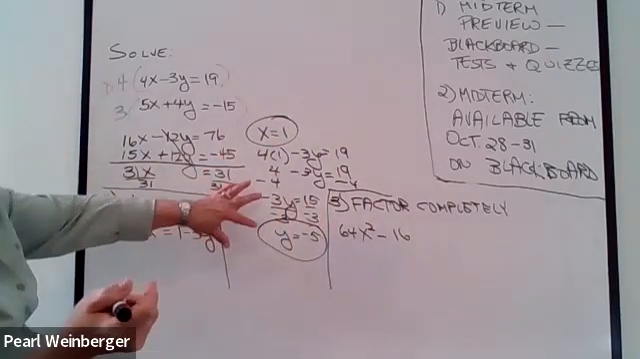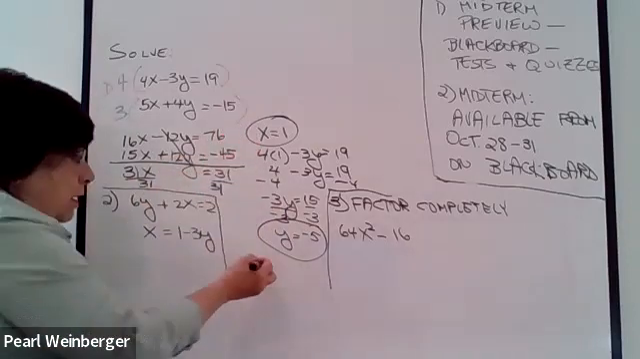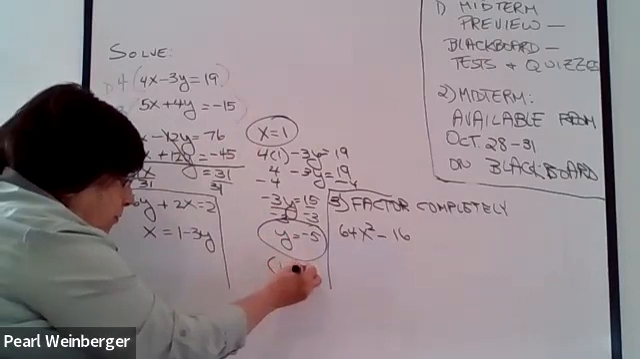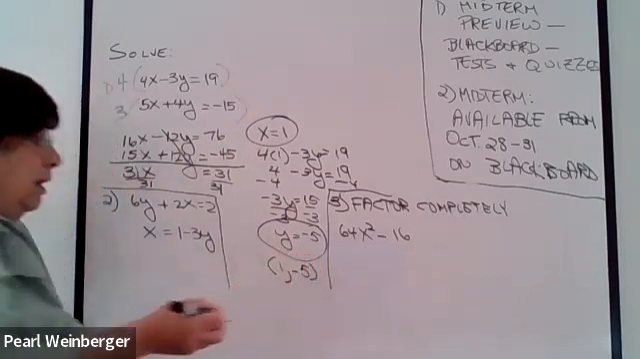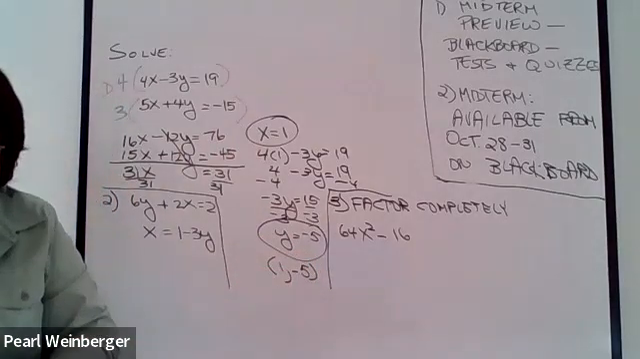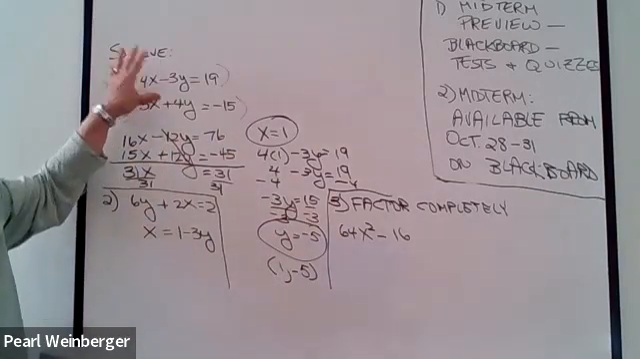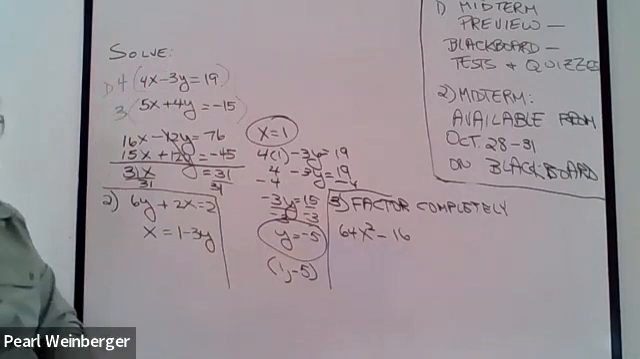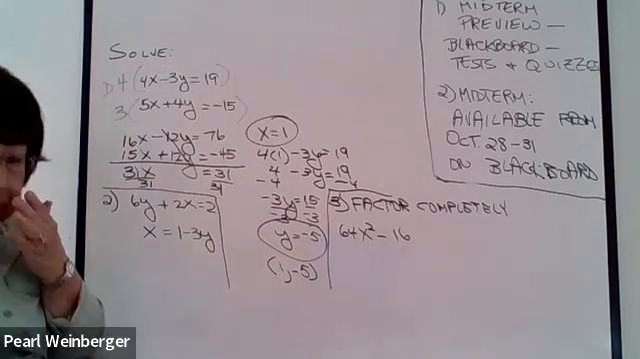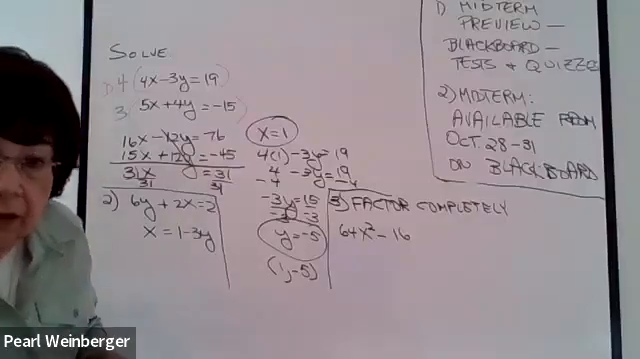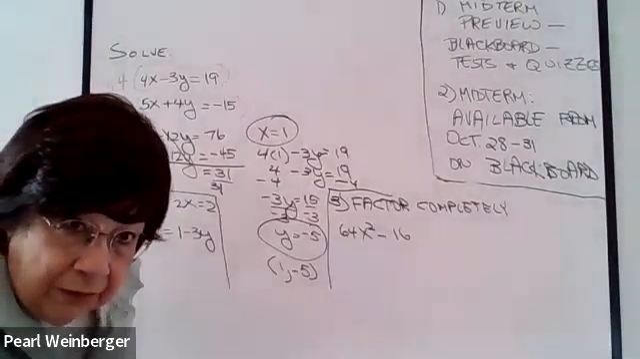You could either leave it like that, or you could write it as an ordered pair, 1, negative 5, remembering always that the first number is the x and the second number is the y. And that's how we solve an equation using the elimination method. Any question about this?